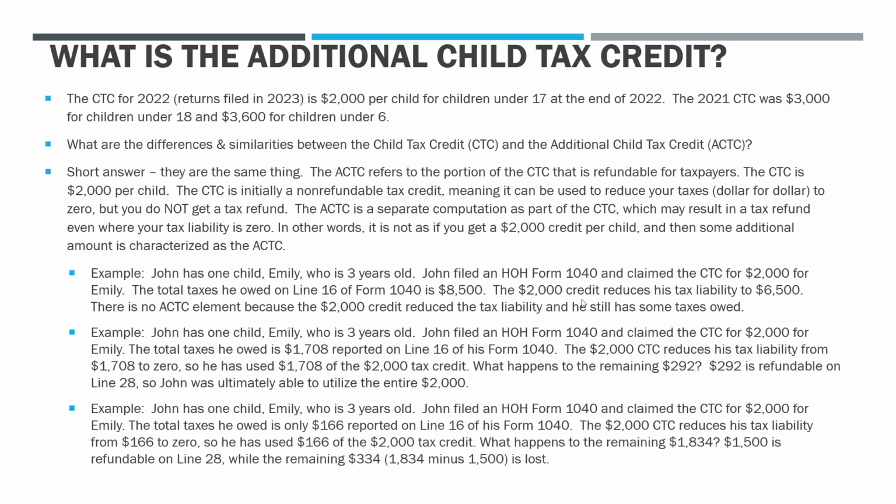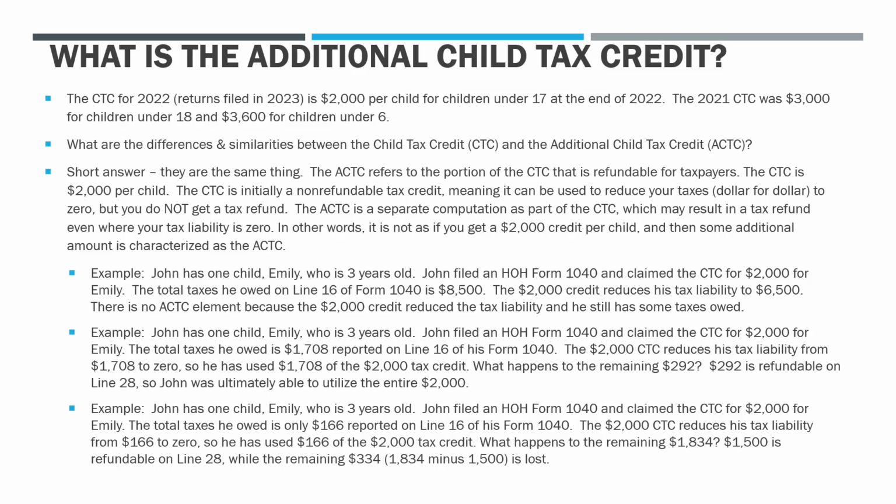Now in this first one, there's no additional child tax credit because he's already used the full $2,000 to reduce his tax liability on his return, right? And he still owes some tax. The credit didn't wipe out his tax liability altogether. In these next two examples, we're going to see how the ACTC comes into play.